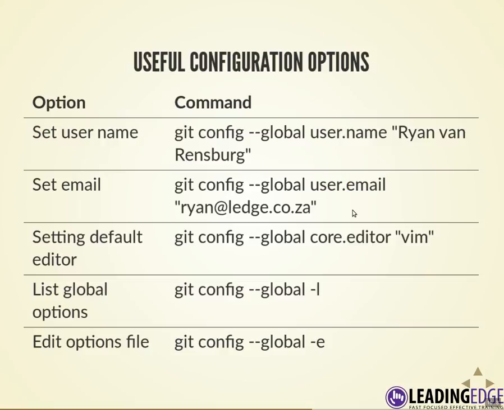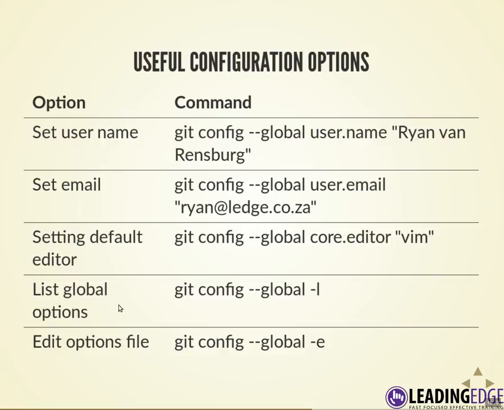We can also set things like the default editor that we'll be using for our commit messages or things like that. By default, it's set up to be Vim in a Windows environment. And if you want to change that, we just change it on the global level, and it's core.editor. So you could set this to be Notepad or Notepad++ or whichever favorite editor you like to use.